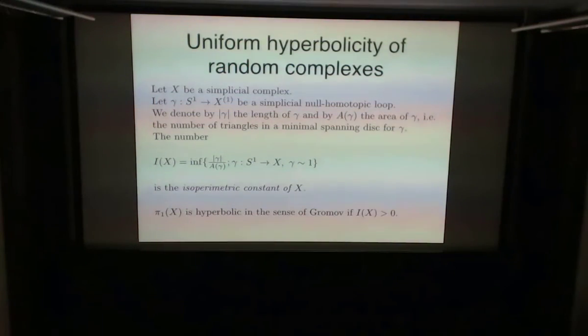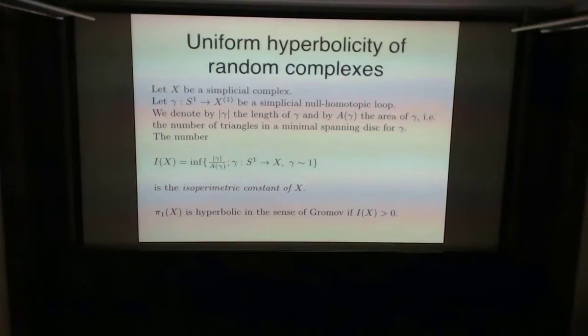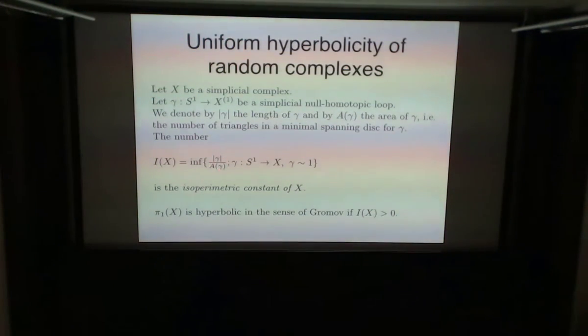And this is captured in this ratio between the length of gamma and the area of gamma. This is called the isoperimetric constant. So there are two possibilities here. This infimum can be 0. It is the infimum of an infinite set of positive numbers, so this infimum can be 0, or it can be positive.